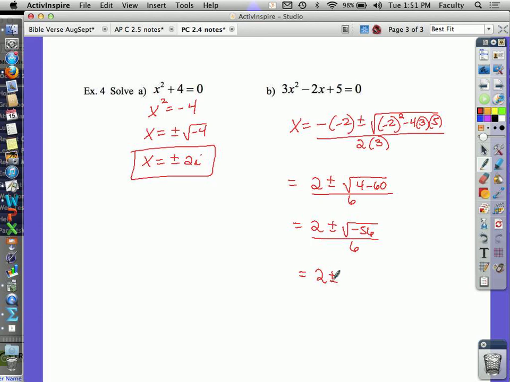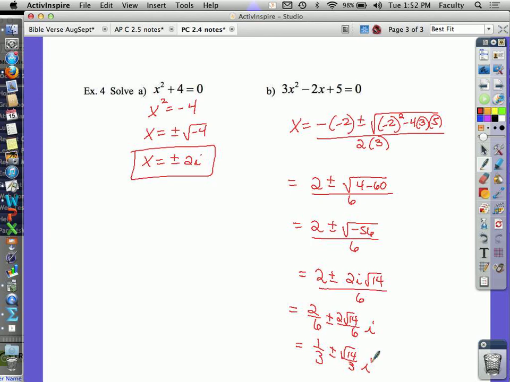All right, well 4 goes into 56 14 times, but I need to pull that negative out, so I'm going to pull out the square root of negative 4 and say that that's 2i, and then break it apart. 2 over 6 plus or minus 2 radical 14 over 6 with i on the side. So I'm getting two answers here, 1 over 3 plus or minus radical 14 over 3 i.